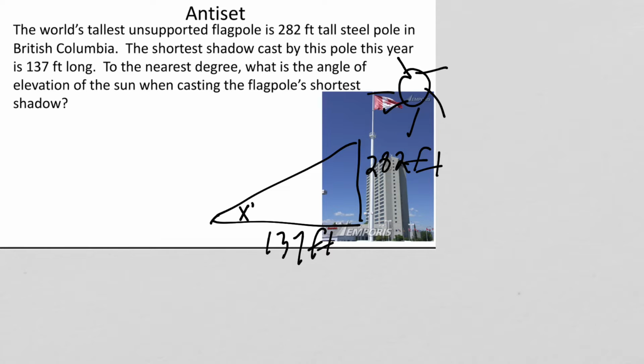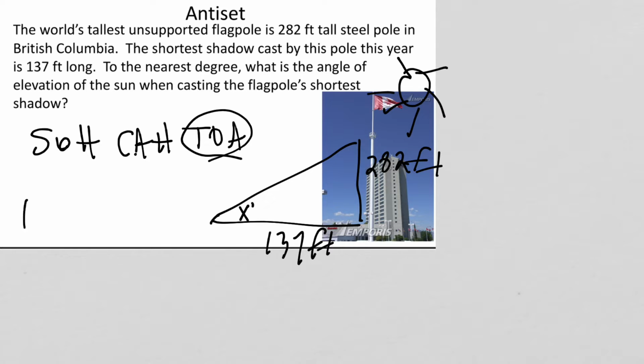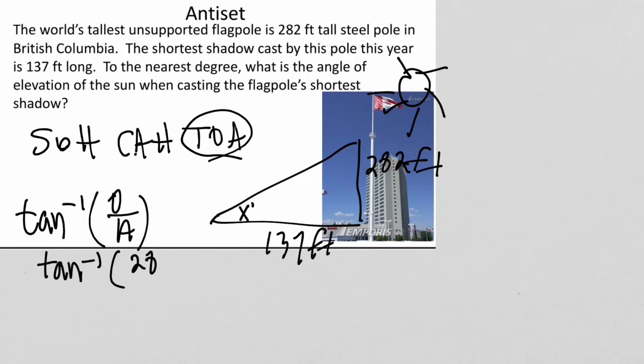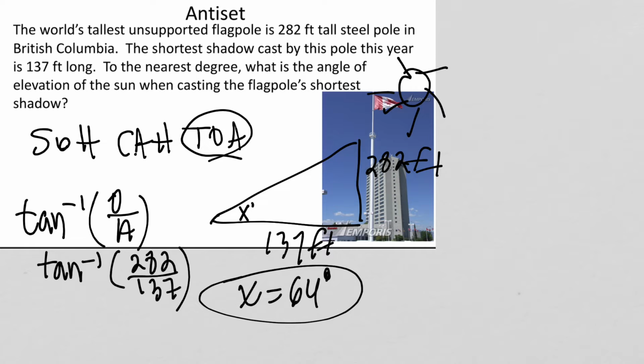So which trig function is it from SOHCAHTOA? Sine, cosine, or tangent? 282 is opposite of that angle, and 137 is adjacent, so I'm using tangent here. So let's set up our equation for finding an angle, which is this. I'm going to insert now inverse tangent. Opposite was 282 and adjacent was 137. We're going to do this in the calculator. Make sure your calculator is in degree mode. So the angle I got in the calculator was 64 degrees.